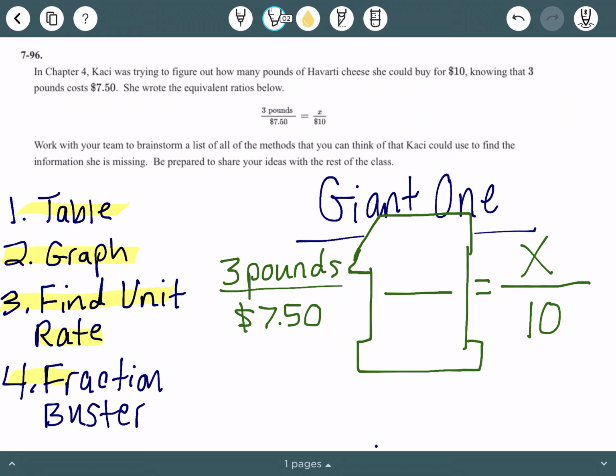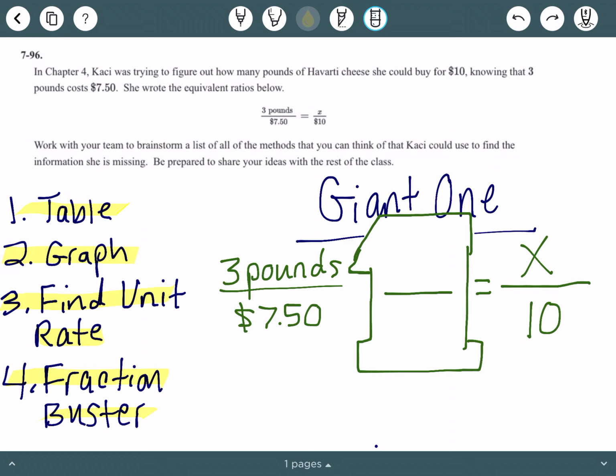Or we could use that fraction buster method that we worked with at the beginning of this chapter. That's where we find a least common denominator, and if not the least, then any common denominator between our two denominators, to get rid of those fractions and then solve for x. What I'm going to be showing you today is the giant 1 method. So that's what I will be showing you in this problem.